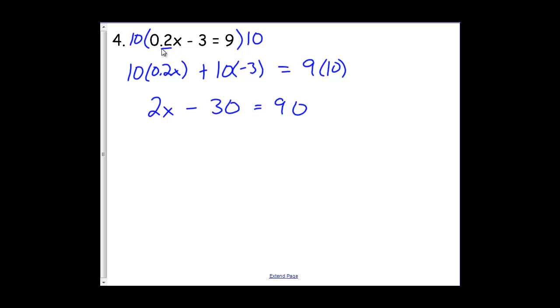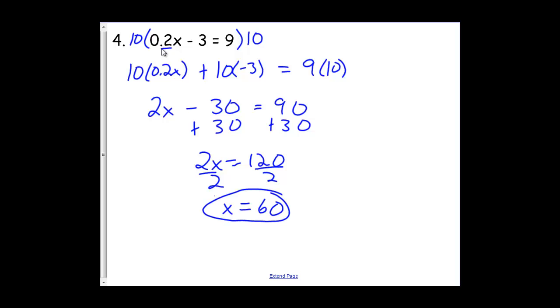Now it's back to that same idea. Cover up the 2x, get rid of the minus 30, and so 2x equals 120. And then I notice that x will actually equal 60. If you don't believe me, plug that back into the original equation with the decimal, and you'll see that that absolutely works. As long as I do it to everything, I can manipulate the equation that way.